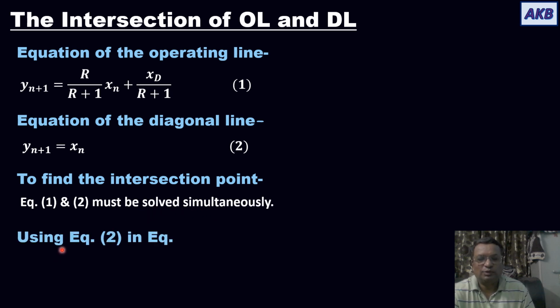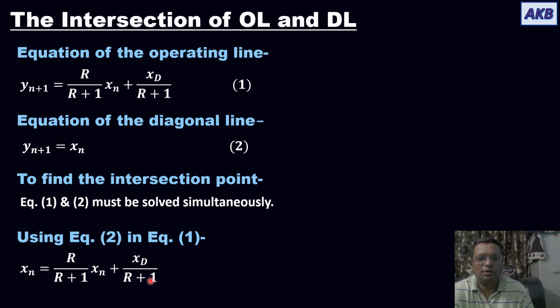For that, we will use equation number 2 in equation number 1. So this is equation number 2. We are going to use it in equation number 1. How are we going to use it? We are going to replace yn plus 1 in equation 1 by xn, which is true as per equation 2. Equation 2 suggests that yn plus 1 is xn, and now we are going to use it in equation 1. So in place of yn plus 1, we are going to use xn. If we do that, we will get xn is equal to r upon r plus 1 into xn plus xd upon r plus 1.